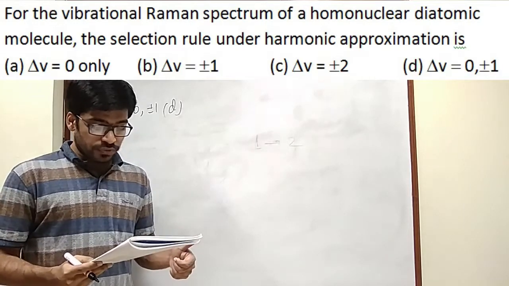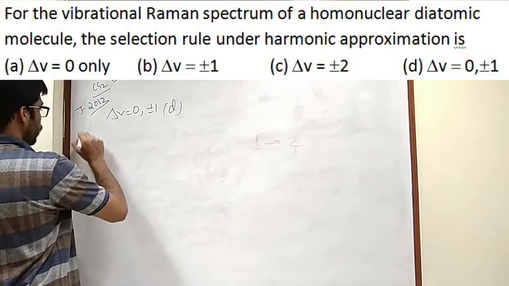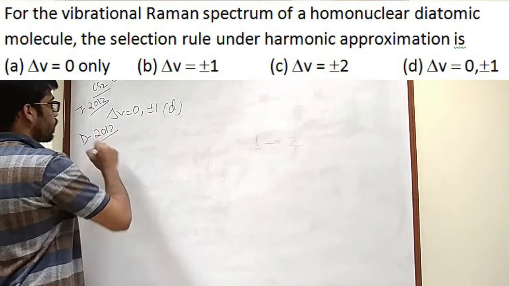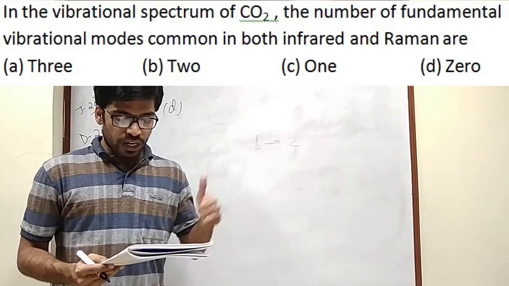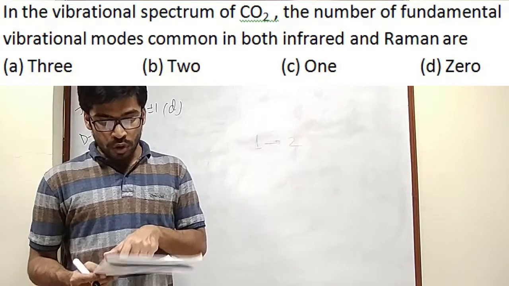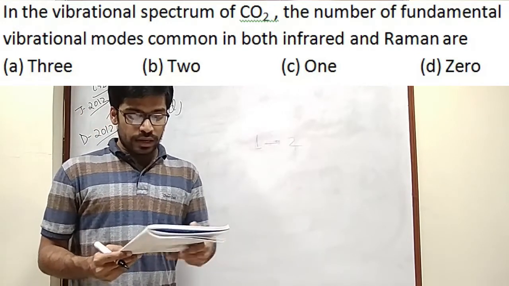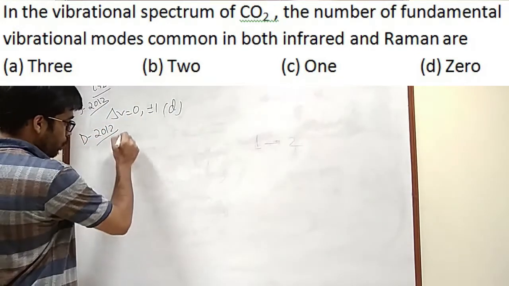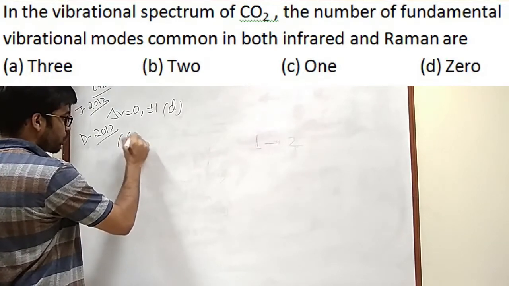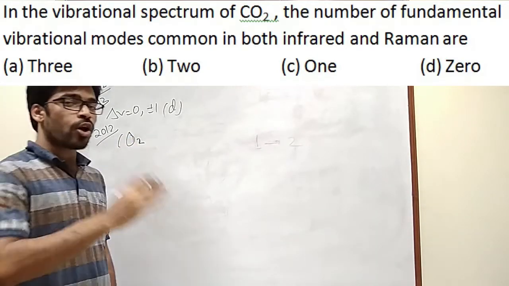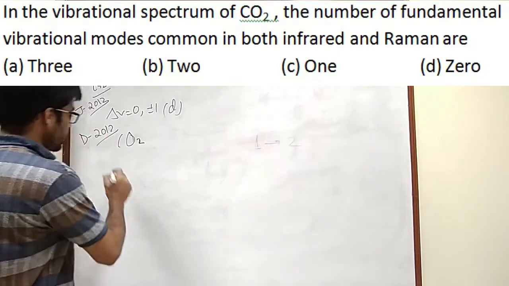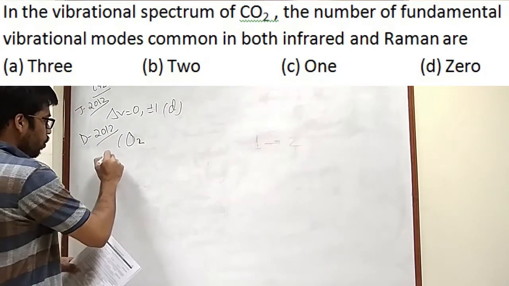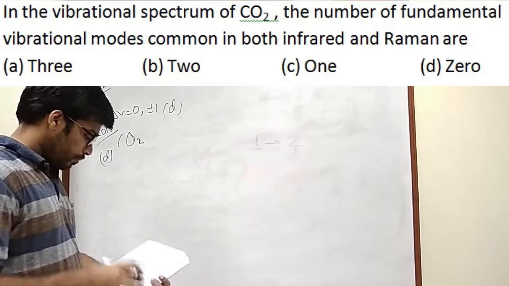The next question is from December 2012. It says, in the vibrational spectrum of CO2, what is the number of fundamental vibrational modes common to both infrared and Raman? Now CO2 follows the rule of mutual exclusion, so there will be no mode which is active in both. The answer is 0, which is option D.